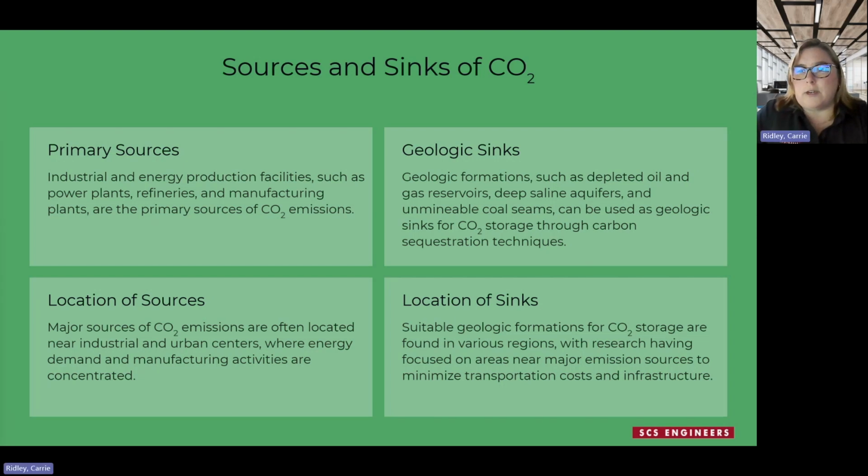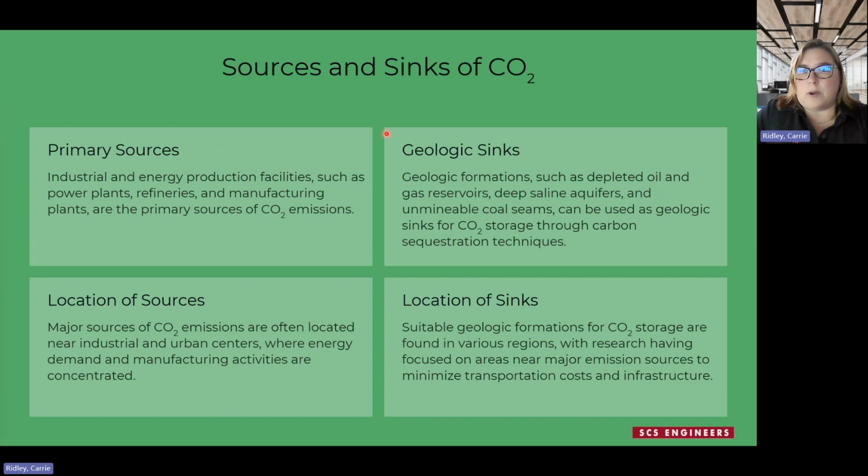To have a project, you need to have a source of CO2 and a place to put it, or a so-called sink. Ideally, they're in the same geographical location, but often they are not. So you have primary sources such as industrial facilities, petroleum refineries, chemical manufacturers, etc. And those sources need to be coupled with a sink.